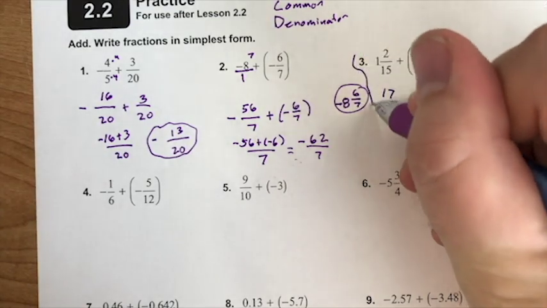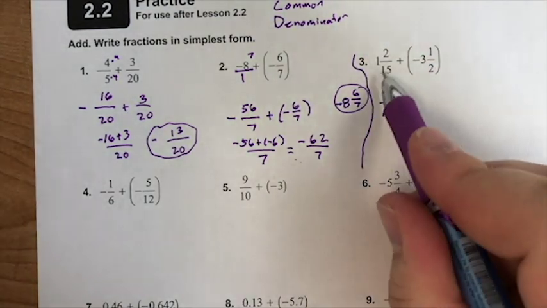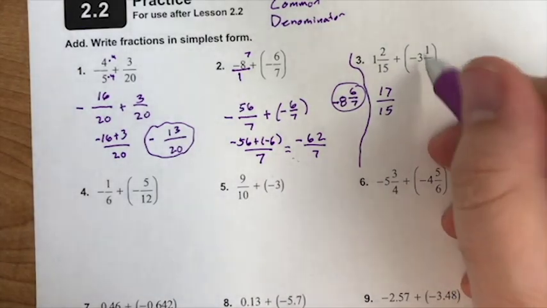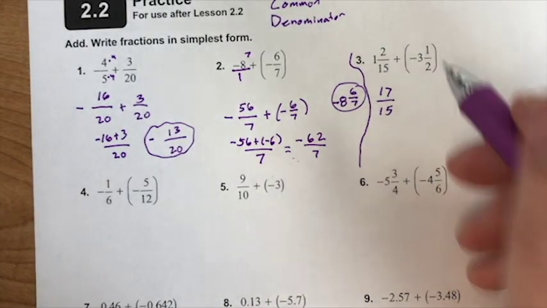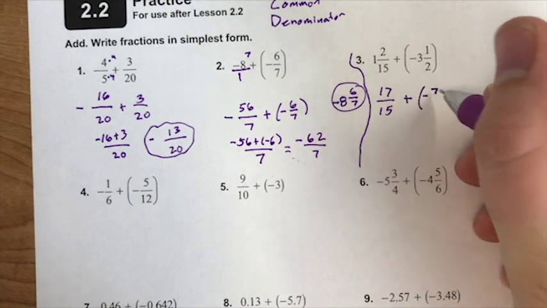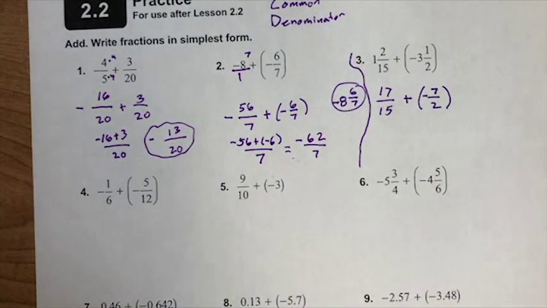I'm going to draw a little line here so I'm not getting too confused. So I have changed this into this. Now I'm going to do the same thing here. 2 times 3 gives me 6, plus 1 gives me 7. So this would be plus -7/2. All right, so now I have to find my LCD.